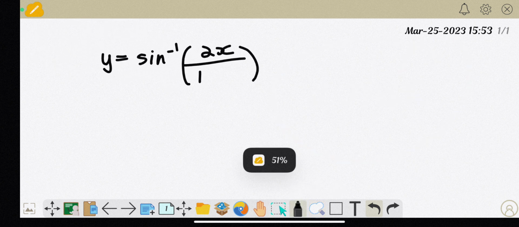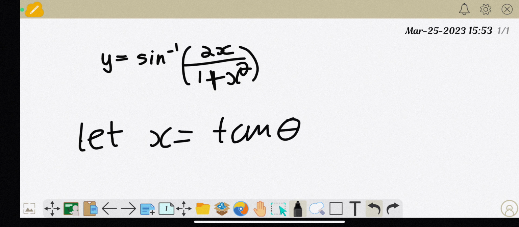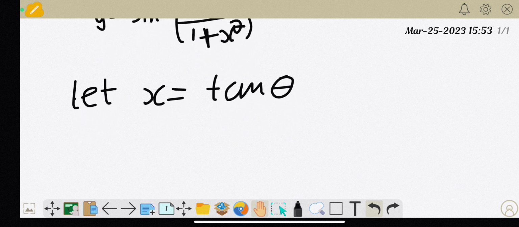So 1 plus x square, right? Yeah. So here, what is our first step? We know what we have to substitute for x. So let x is equal to tan theta. Next step, what is there? Wherever you have x, just substitute it.